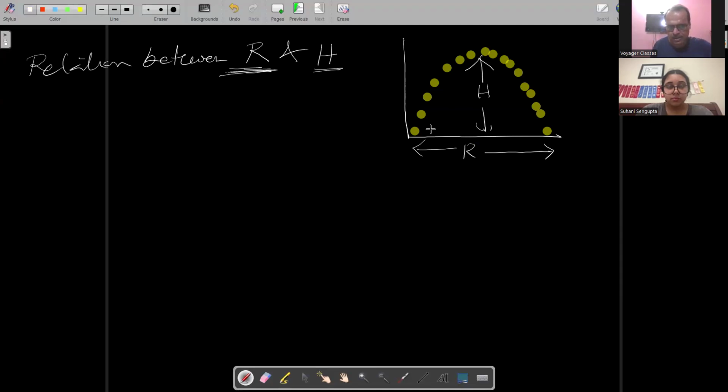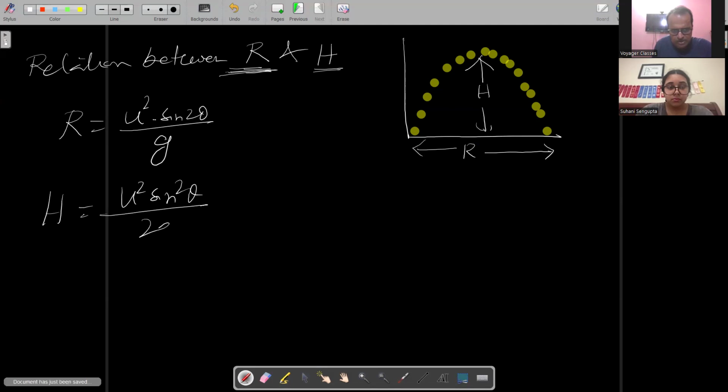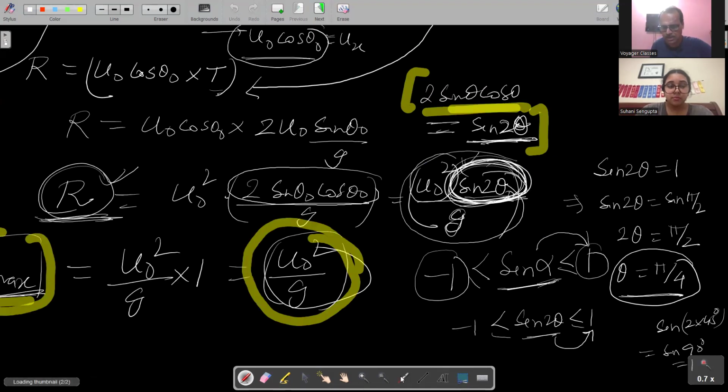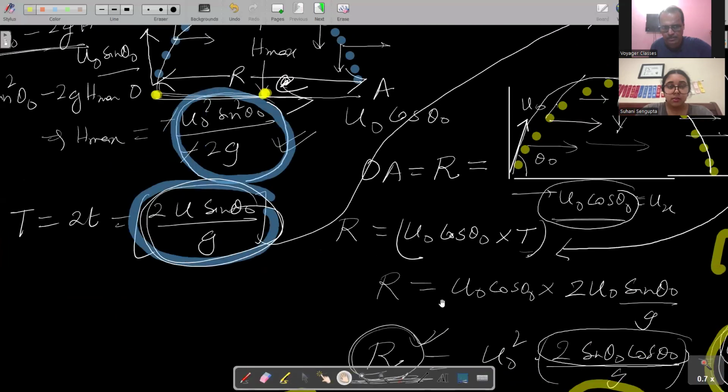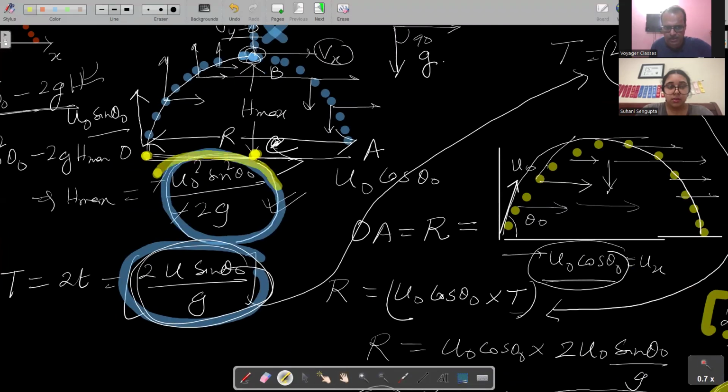Now, if you want to find out this relation, first, R, which I've already got, is equal to u square sine 2 theta by g. And H is equal to, we have already got, u square sine square theta by 2g. These are the equations we derived on the earlier page. Here we have seen the value of R, and here we have calculated the value of H. So H and R both we have calculated, clear?